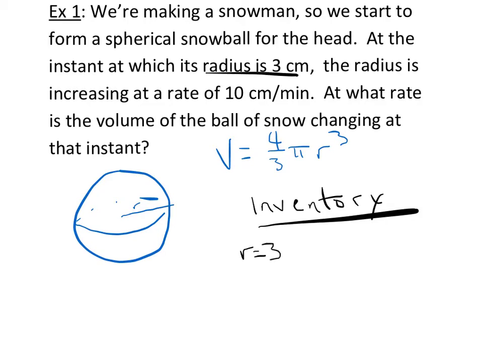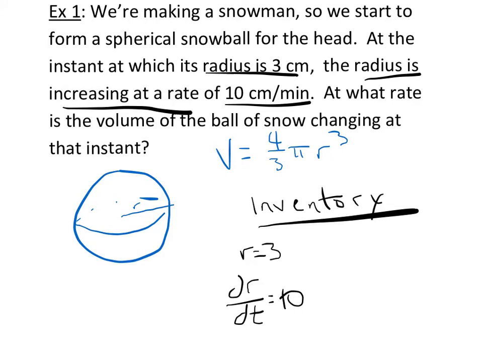So r equals 3. The radius is increasing at a rate of 10 centimeters per minute. A rate is a derivative, so dr/dt equals 10. Notice again, my independent variable is t, so it is the rate at which the radius is changing as time is changing, and that's the 10. Now finally, what are we looking for? The rate at which the volume of the ball of snow is changing, so that would be dV/dt. That's what I don't know.